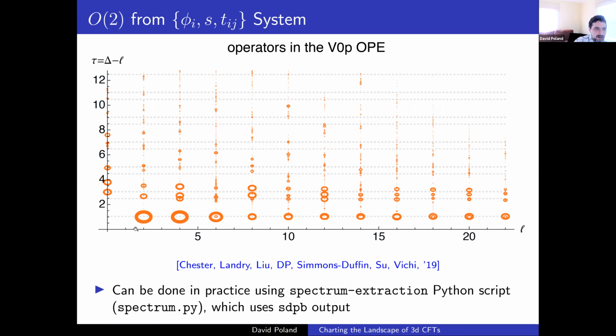At least at low, so this is showing spin versus twist. Twist is dimension minus spin. At least at low twist, you see some fairly robust trajectories of operators as a function of spin. And this is actually very interesting data that you can then compare with analytical bootstrap techniques, which also predict trajectories of operators as a function of spin.